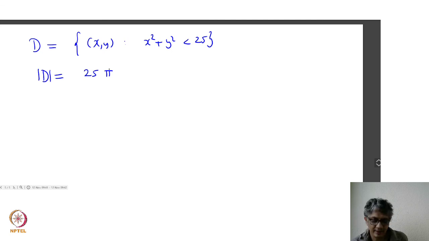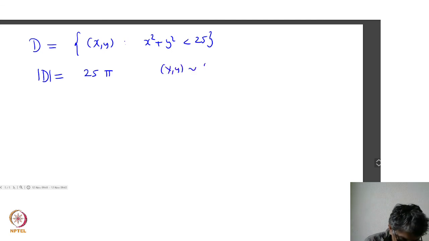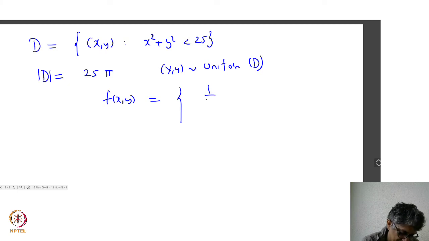Now your uniform (x, y) uniform in D would imply that f sub x,y is equal to 1 over the area of D, which is 1 over 25 times pi, if (x, y) is in D and 0 otherwise.